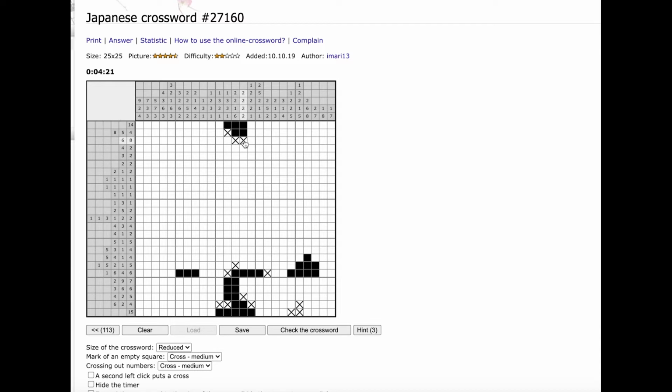And if you want, you can cross these off as you go if it helps you. It doesn't really help me. It just gives me more work to do. But if it helps you, it helps you.